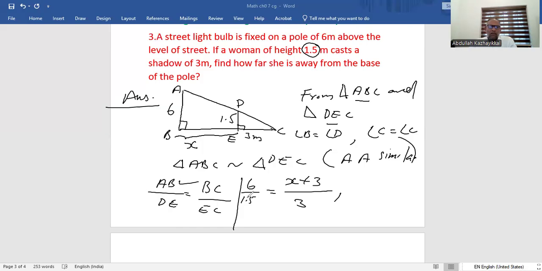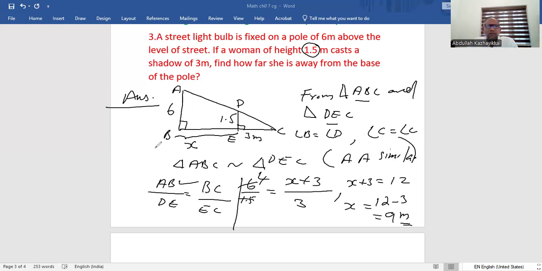1.5 double is 3, 3 into 2 is 6. That means 4. This is 4. So what we got? x plus 3 is equal to, see we can do differently. x plus 3 is equal to 12. So what is x equal to? Linear equation: x plus 3 is equal to 4 into 3, 12. So x is equal to 12 minus 3, that is 9 meter.